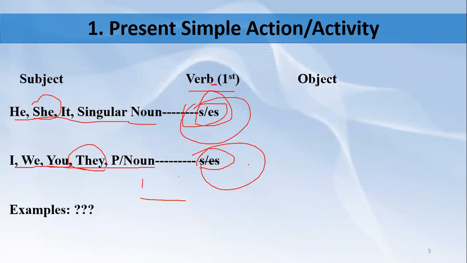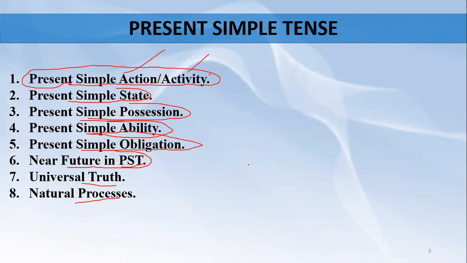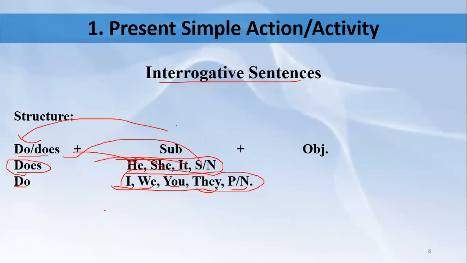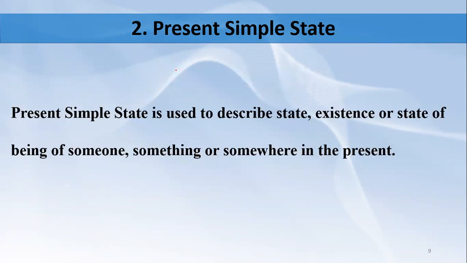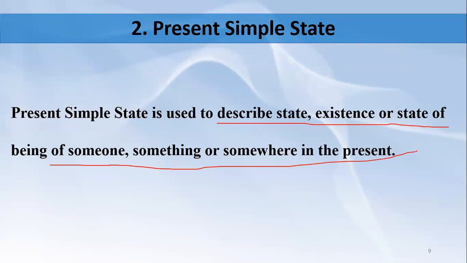Okay, and the things which we discussed so far, you are already familiar with these things. Now certain things which might be new for some of the students are here. So starting with the very first thing, present simple state. Okay, right here, we discussed so far present simple action or activity only. Now we may use the present simple tense to describe state, to describe the existence or the state of being of someone, something or somewhere in the present. Simply we talk about the halat, wujud or mawjudgi of someone or something somewhere.